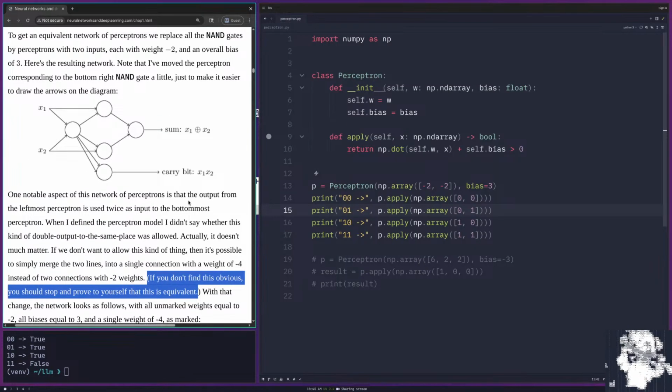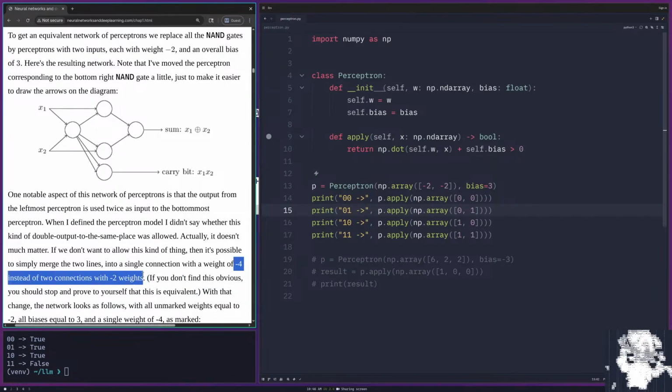Okay, time for us to stop and prove to ourselves something. So if we don't want this guy to have the output of the previous perceptron be duplicated, we could have just a single input with a weight of -4 instead of 2 with a weight of -2.